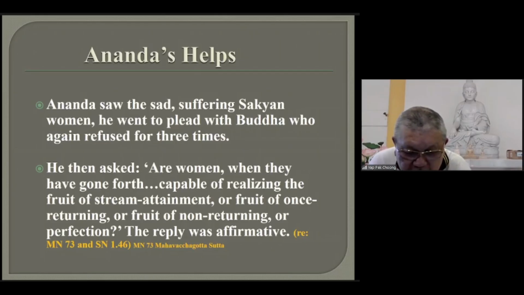Not only in this Vinaya does Buddha say yes. You can trace back to Majjhima Nikaya Sutta number 73, called the Mahavacchagotta Sutta. In this sutta, Buddha also says the same thing: not only the man, the woman also can gain enlightenment. If you are free, you can go back and read this sutta again. So first, men and women can both gain enlightenment. They are spiritually equal.